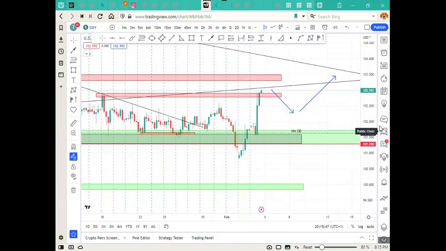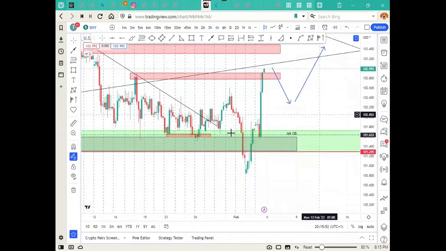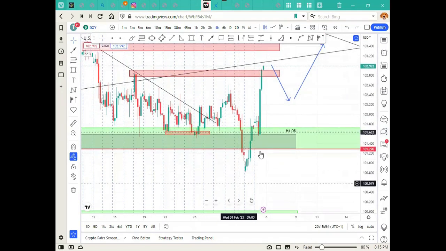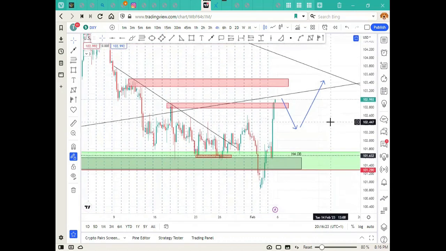So from this point currently we have market structure, swing high. This was a swing high, swing low, and this is a swing high. And this is a swing high. So from this point now, we expect market to give us a little bit of correction over here before moving to the upside. That's what I expect.